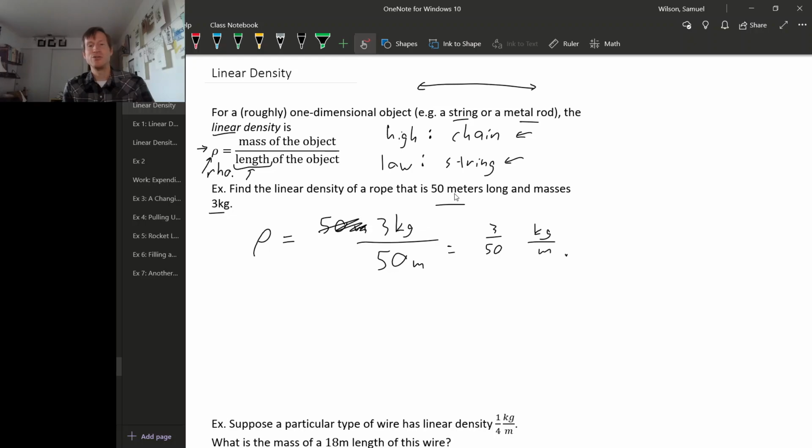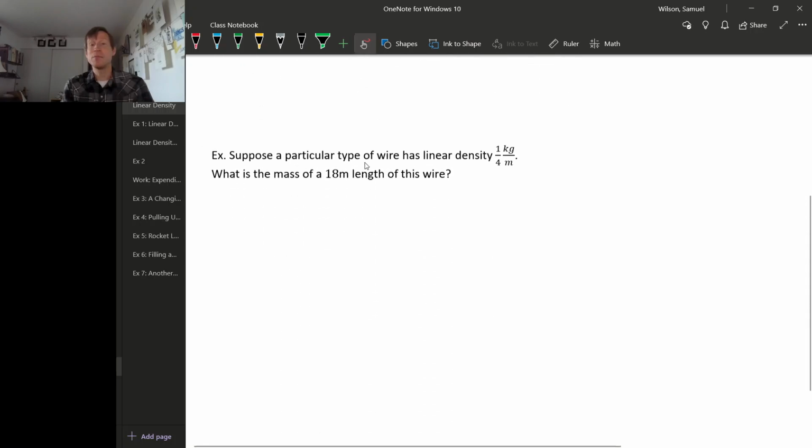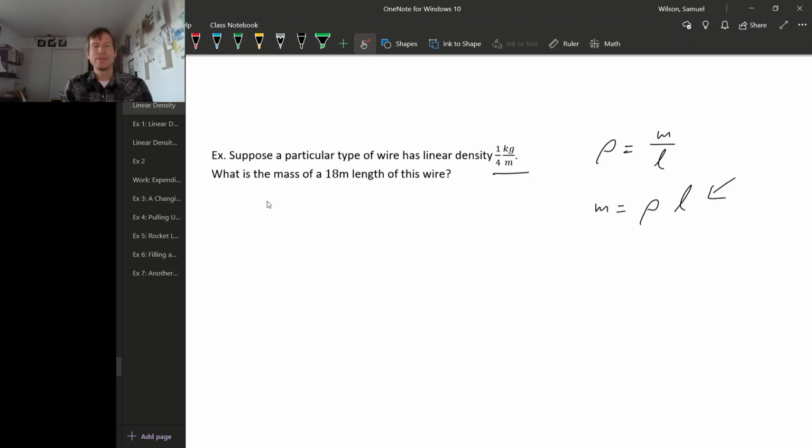Of course, there's another way we can use this definition. Right here we knew the length and the mass, and we found the linear density. You can turn this around and use it the other way. So suppose that we have a type of wire whose linear density is 1/4 of a kilogram per meter. What is the mass of 18 meters of this wire? We had the definition that the linear density was the mass divided by the length. We can rearrange this to say that the mass of a one-dimensional object is the linear density times the length.